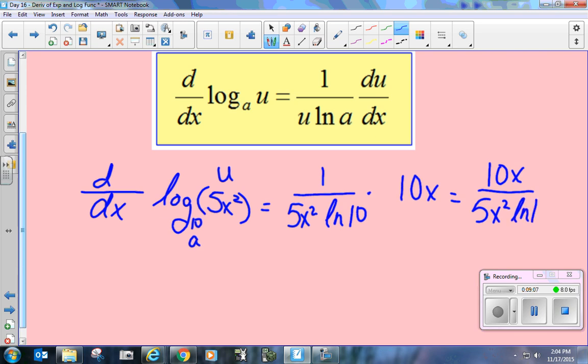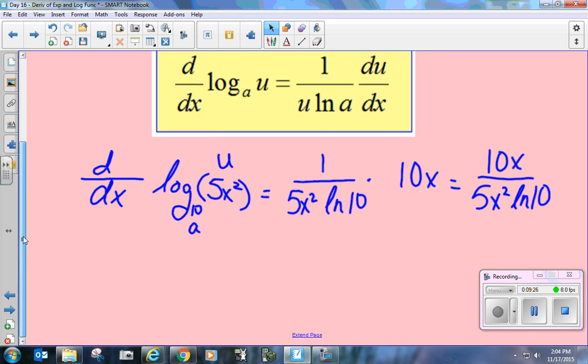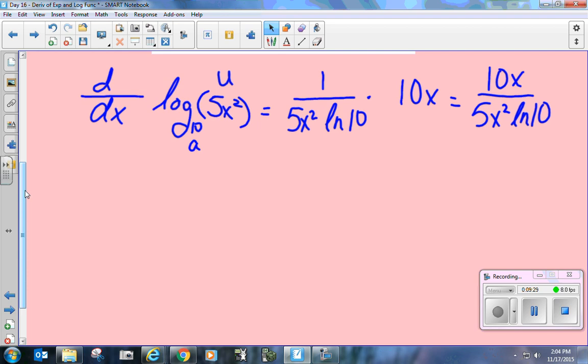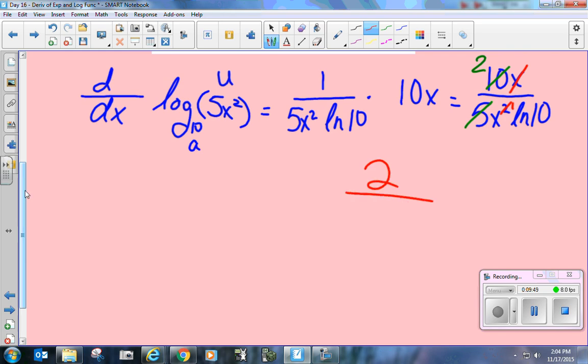Ooh, wait a second. What can I do? I can reduce. What does that reduce to? 2 over... Yes, thank you. 5 goes into here twice. Way to work, Tommy. And x goes into this x 1 time with the remainder of 1 left. So it's actually 2 over x ln of 10.